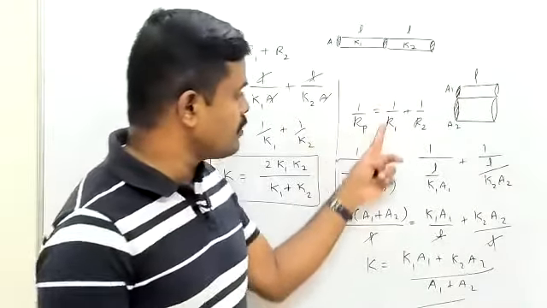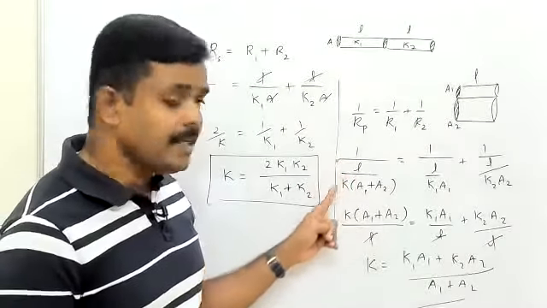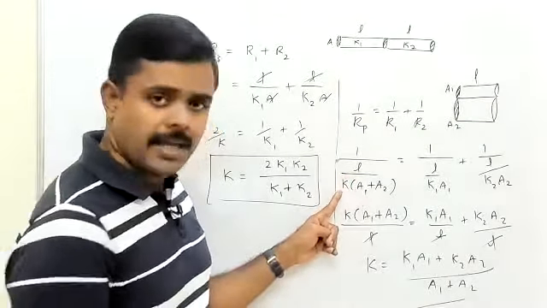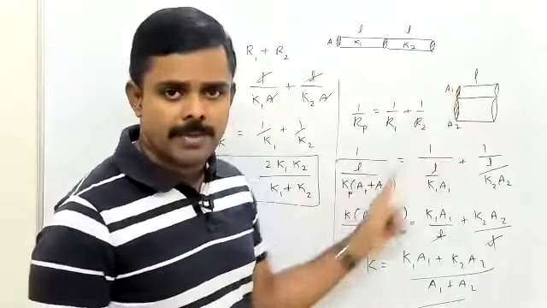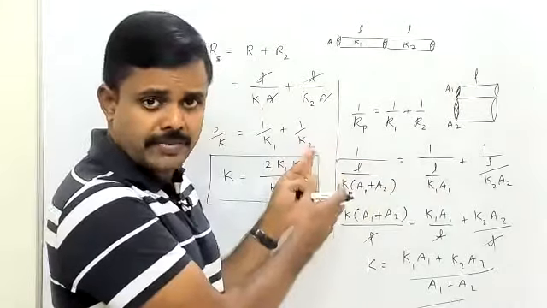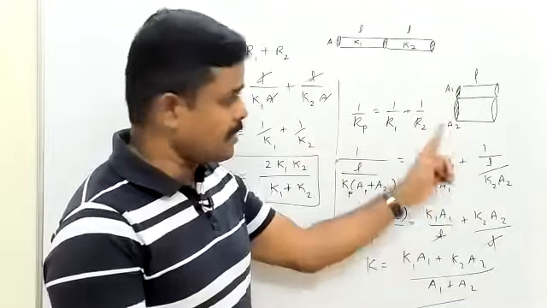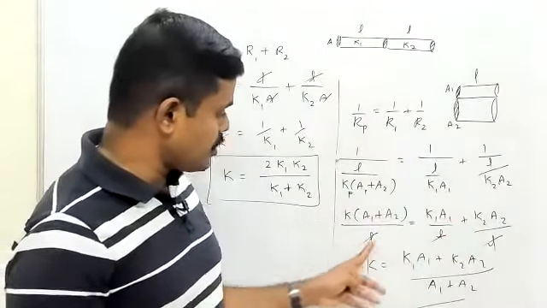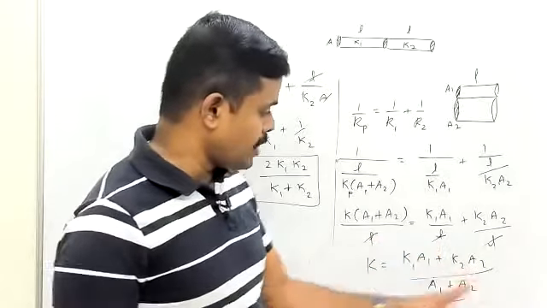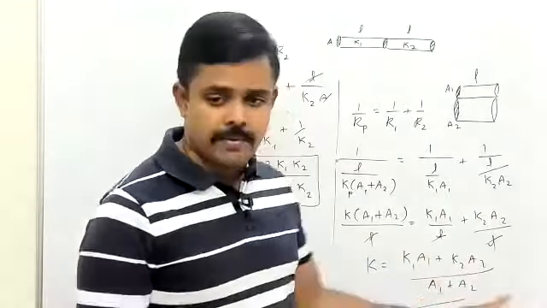1 by RP is equal to 1 by R1 plus 1 by R2. 1 by RP is what? 1 by L by KA. K parallel I can put if I want, into area together, it is A1 plus A2. On the left side it is always effective. A1 plus A2 is equal to 1 by L by K1A1 for the first one plus 1 by L by K2A2 for the second one. Take the reciprocal: K into A1 plus A2 by L, K1A1 by L, K2A2 by L. All the L's get cut. You get K is equal to K1A1 plus K2A2 by A1 plus A2.